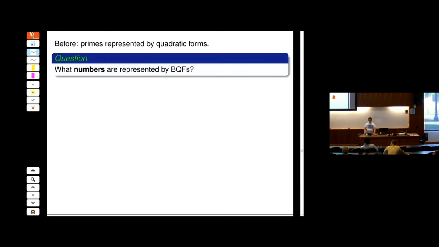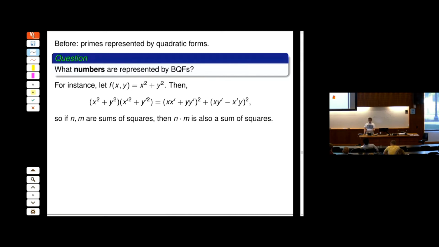Now, we were looking at what primes are represented by quadratic forms, but what numbers are represented by binary quadratic forms? That's another classic example. Once you prove that a prime is a sum of two squares if the prime is 1 mod 4, now you want to prove what numbers are a sum of 2 squares. To prove that, you use this famous equality that a product of sums of 2 squares is itself a sum of 2 squares.